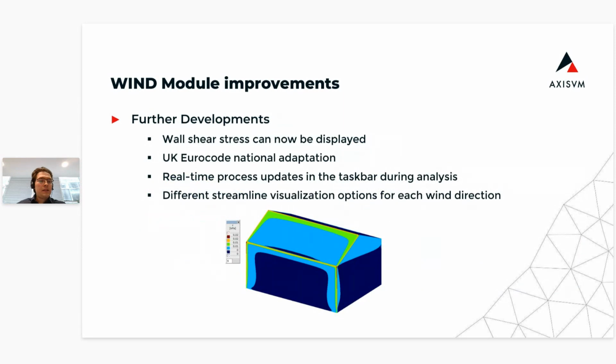Another improvement is that wall shear stress is now available among the results. From now, the model supports the UK's national adaptation of Eurocode. During the wind calculation, a progression indicator is visible on the taskbar icon, and additionally, streamline visualization settings can now be customized for each wind direction.